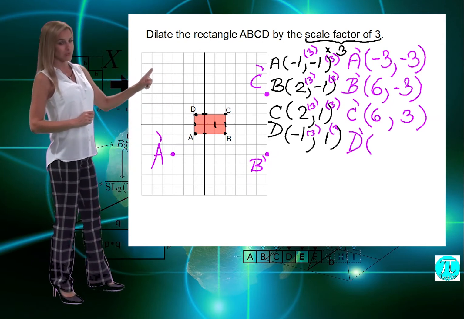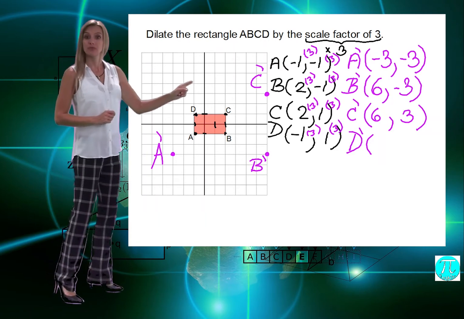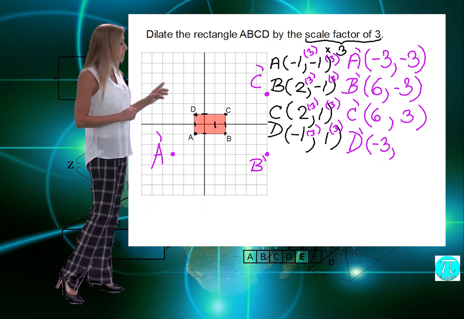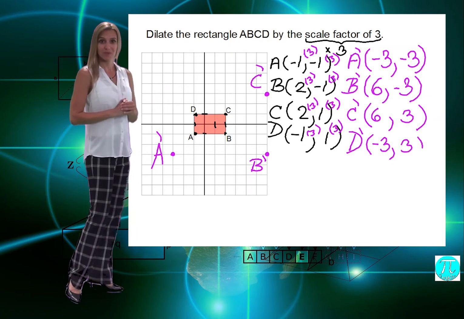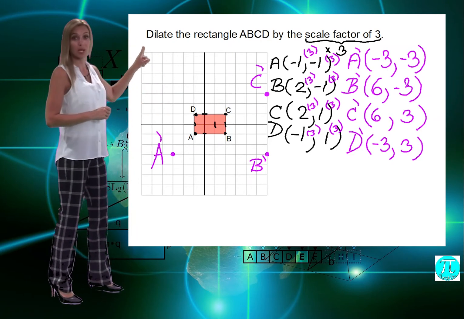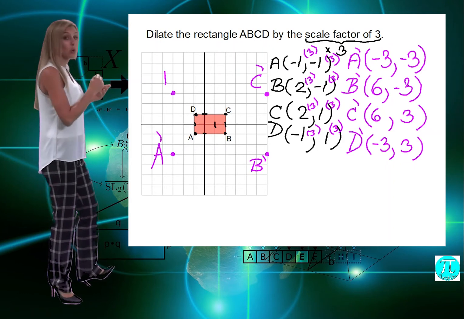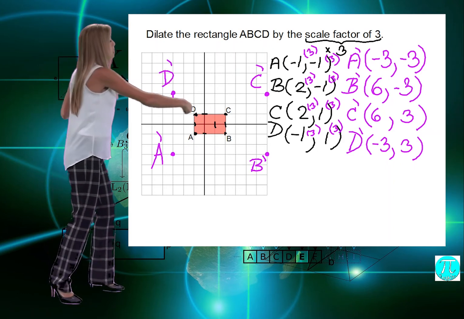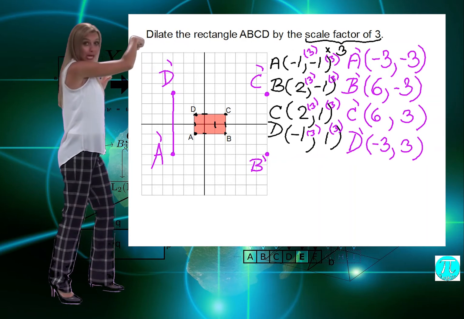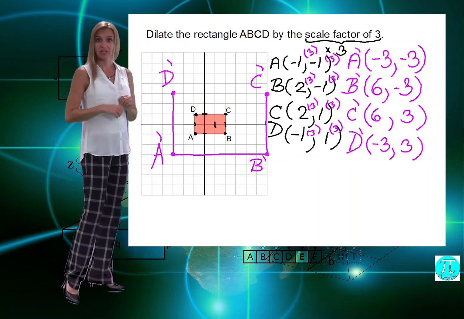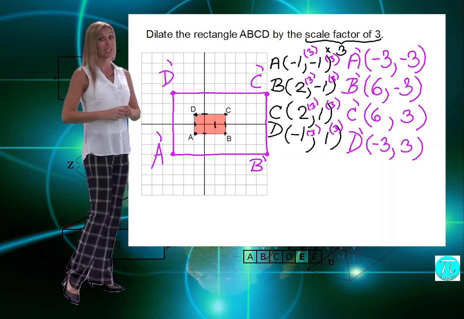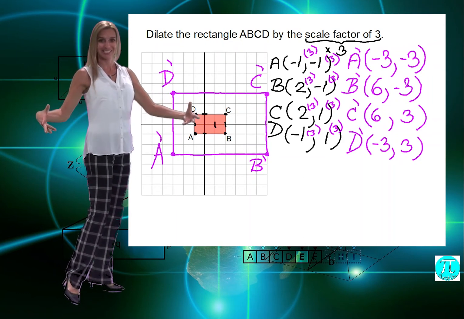-1 times 3 is negative 3. And 1 times 3 is positive 3. That is our point D prime. After we plot these points, we're going to connect them to recreate our new dilated rectangle. And what have you noticed? Scale factor was bigger than 1, so we actually enlarged it.